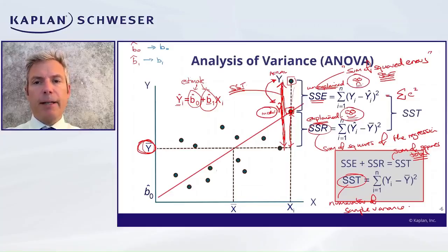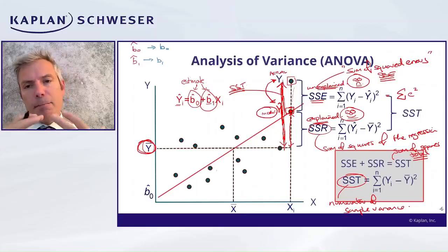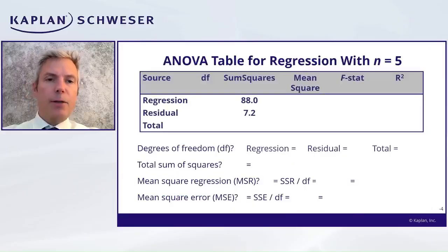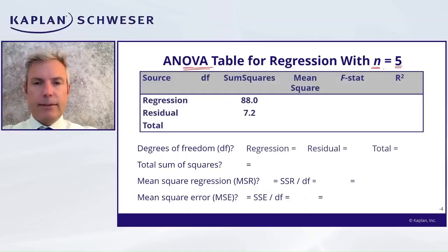There's always going to be some unexplained variation, but when it starts to get very big, it means our line's not doing a very good job at explaining the relationship between the two data sets. Okay, so this SSE, SSR forms the basis of our analysis of variance, and this ANOVA, as it's called for short, is often presented in a table, an ANOVA table. Here's an example of an ANOVA table for a regression with 5 data points. Now, it's not a lot, but we'll go with it.